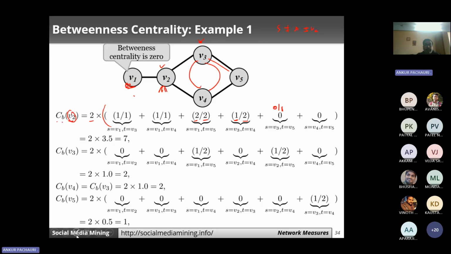Now the node to work on is V4. V4 to V1 is already done. V4 to V2 I cannot take. V4 to V3 is already done when we found V3 to V4. So the node left is V5. V4 to V5: yes, there exists a shortest path. But out of those paths, how many go through V2? 0. So that's why it is 0 by 1.